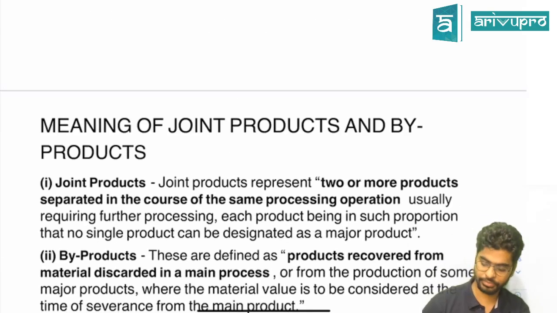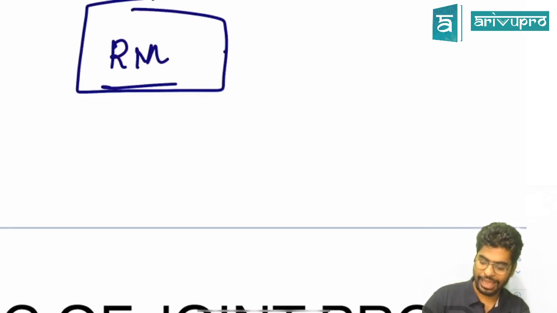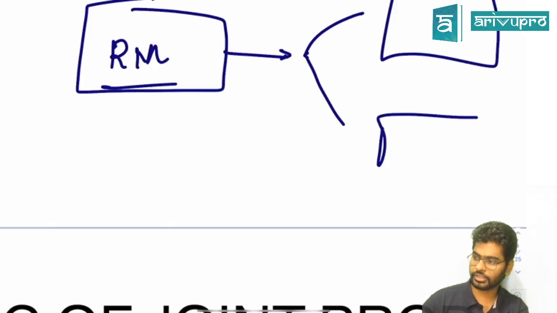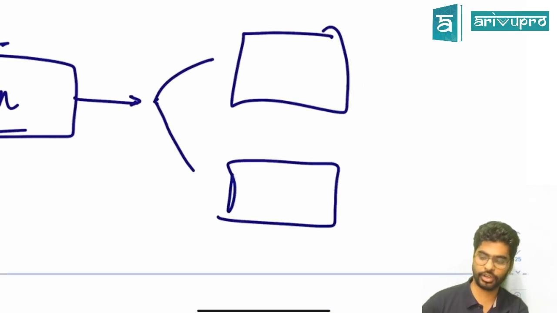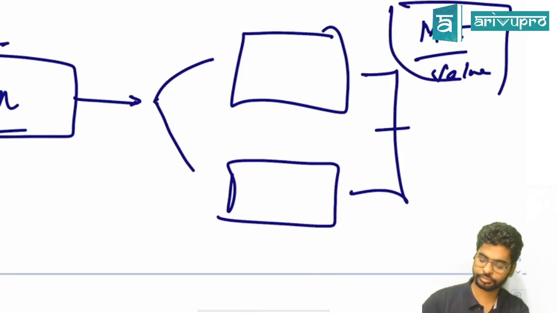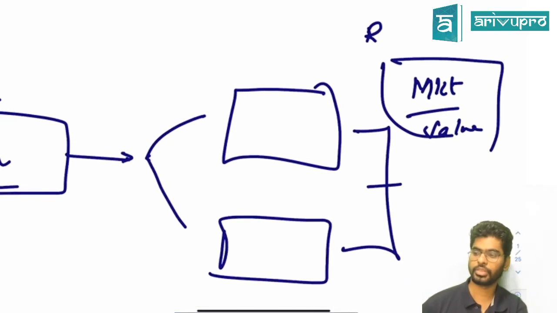you use one raw material and the output is two products. To call it a joint product, both of them will have market values which are similar in nature.